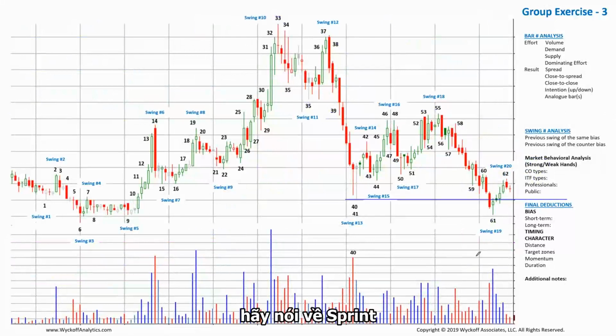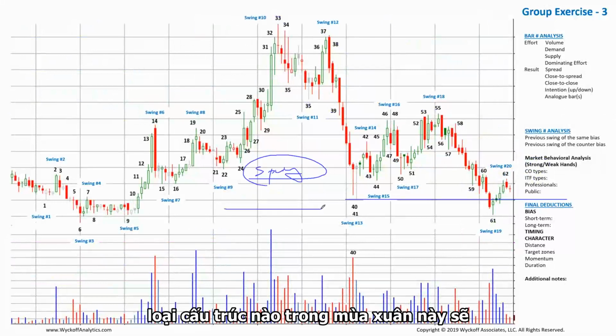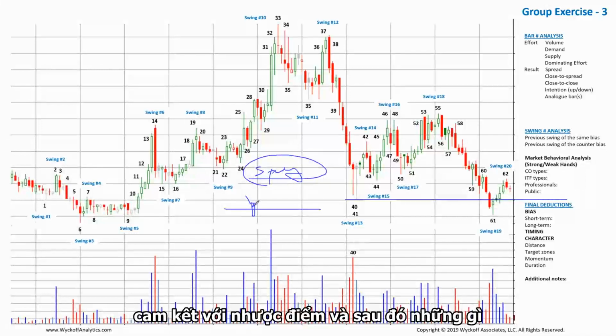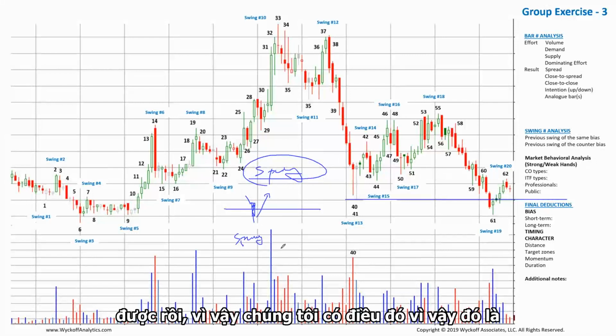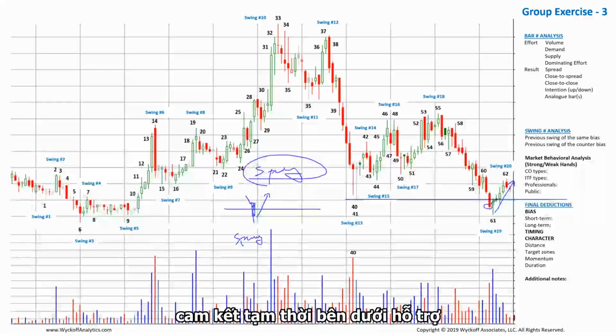Let's talk about this spring. What kind of structure would this spring have around the support? So we are committing to the downside, and then what should happen after the spring? It should, as the name implies, spring. There should be a reversal to the upside. So we have that. That's the first confirmation. The price temporarily commits below the support, has some kind of demand signature on both of the bars, and the price comes back into the trading range.